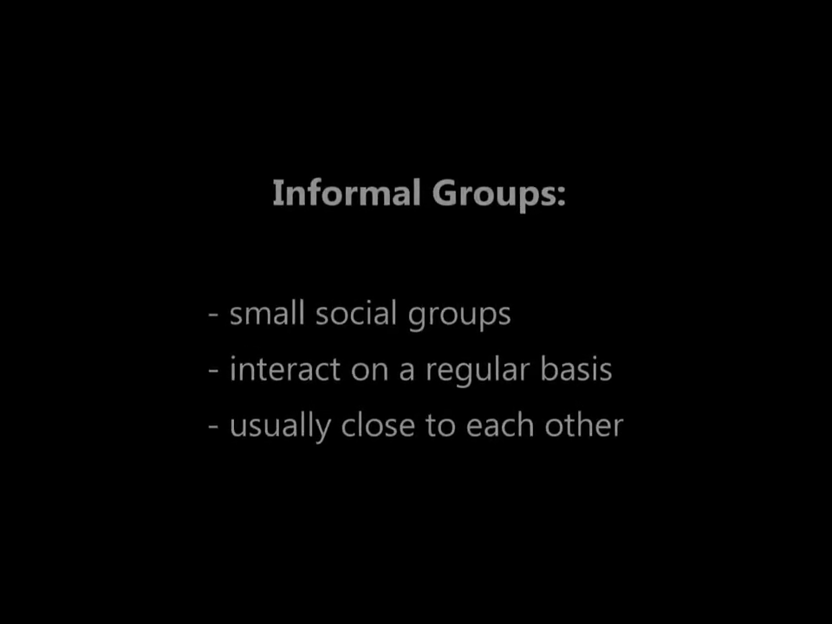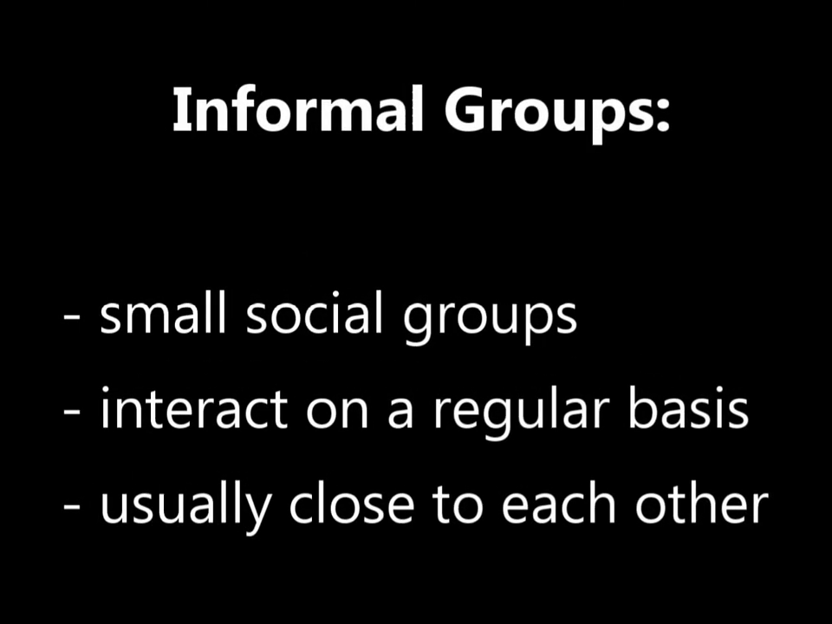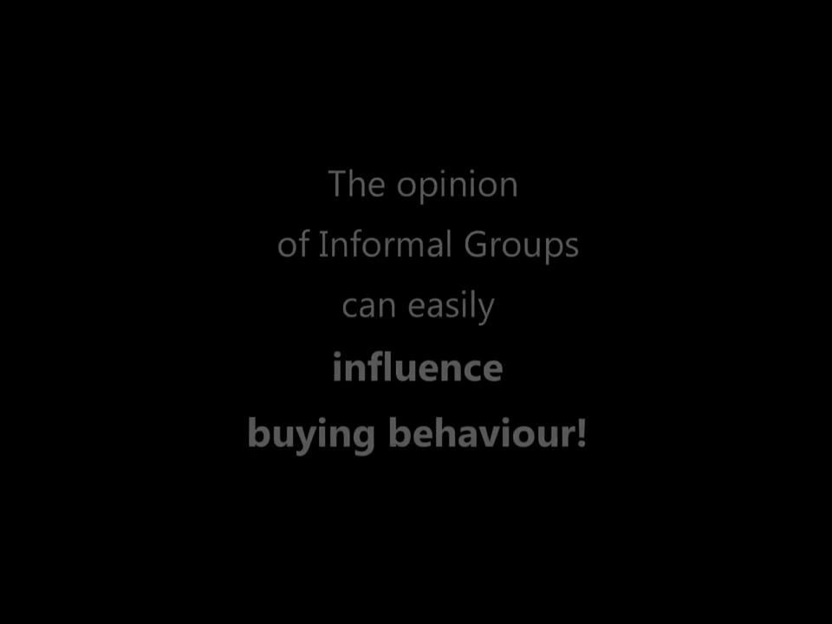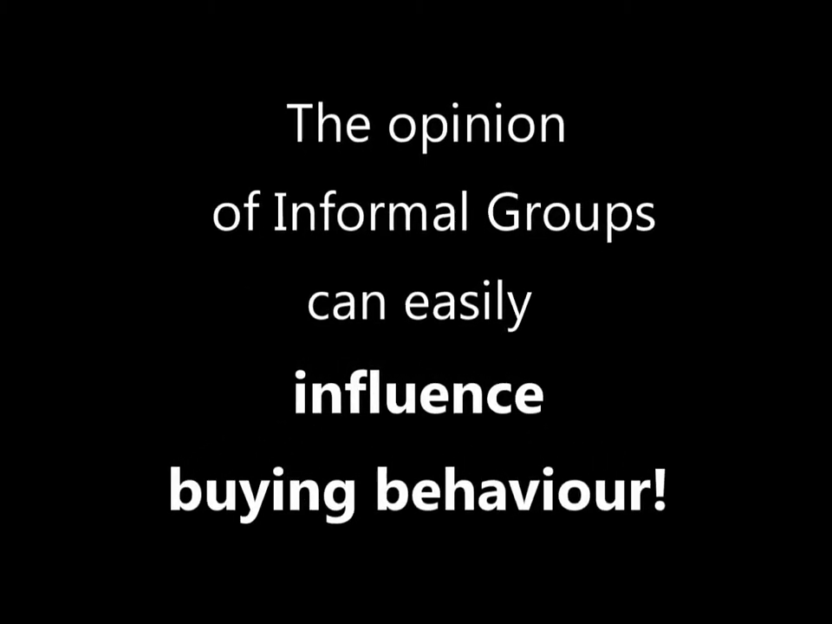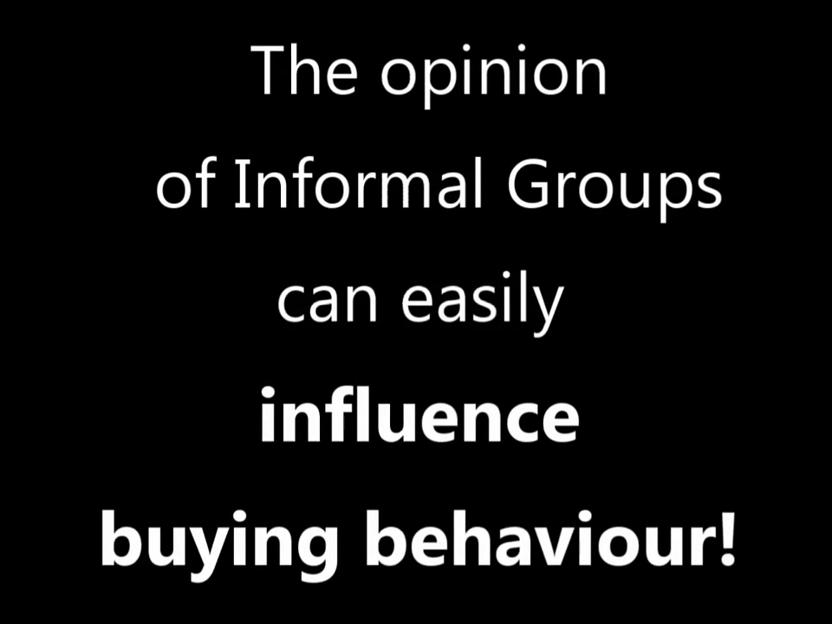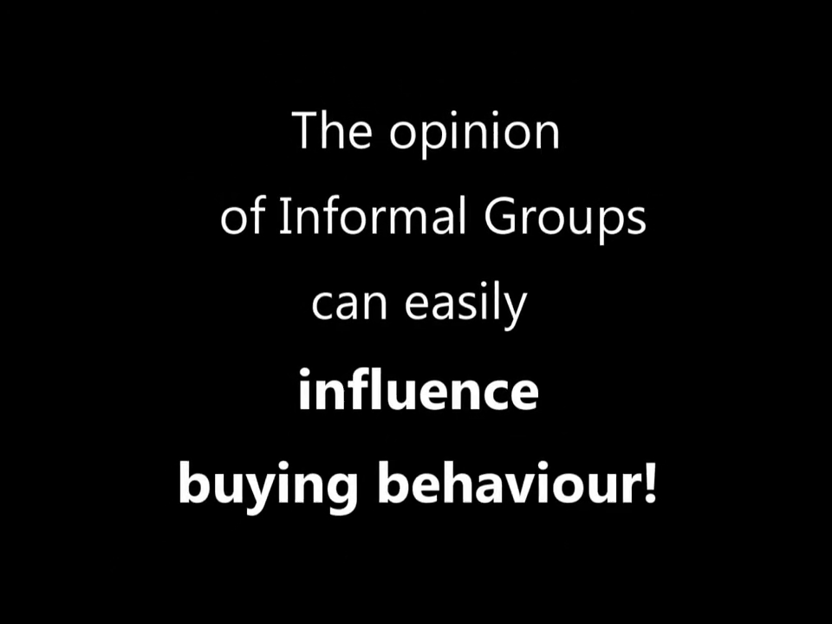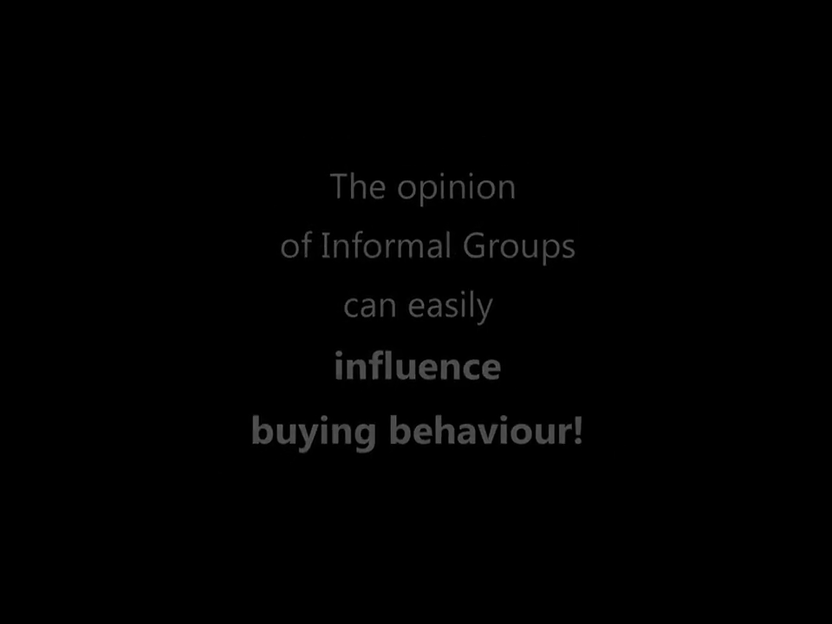For example, an individual in the office might feel a little bit under pressure to go out for lunch in an expensive restaurant because all other colleagues do so. Informal groups are small social groups where people interact on a regular basis and are usually close to each other. The opinion of the group members is very important and can easily influence buying behavior. Examples for informal groups are close friends or fellow students.